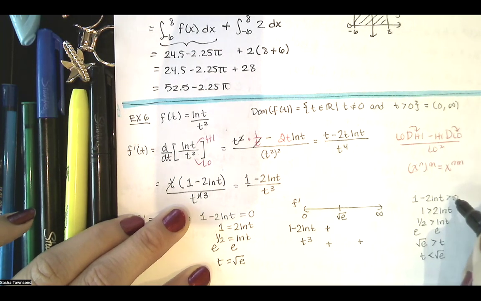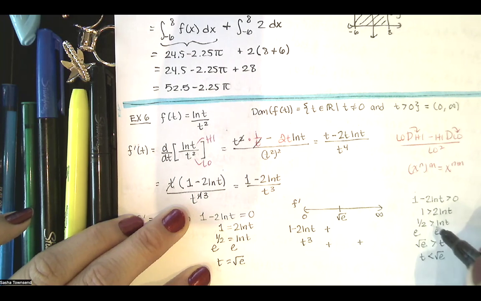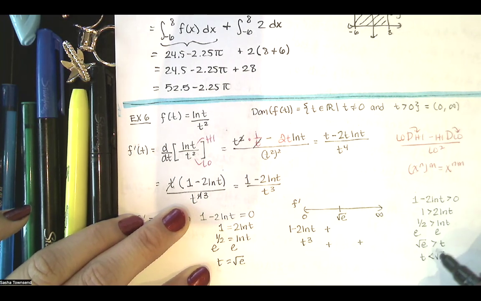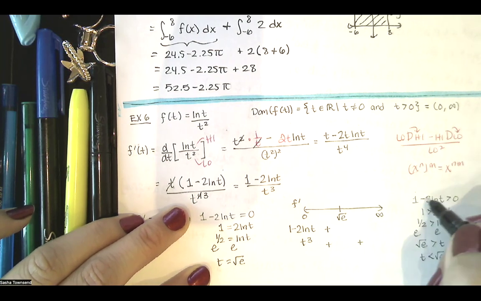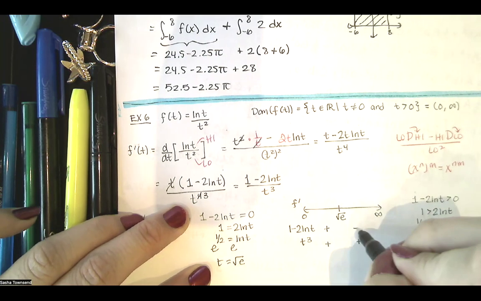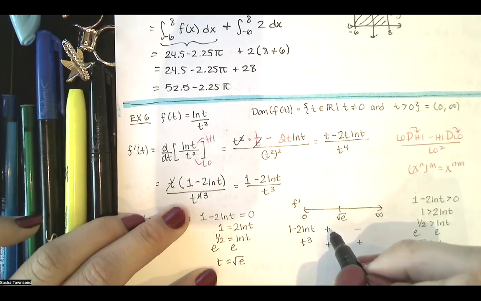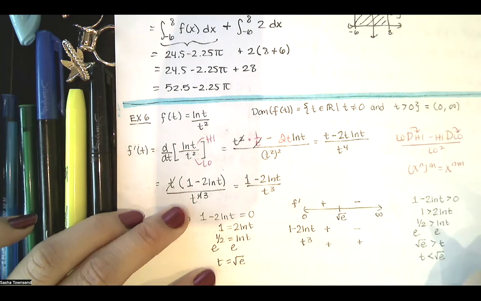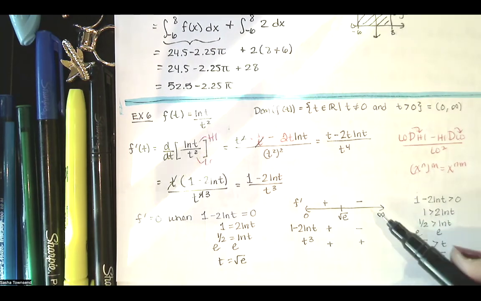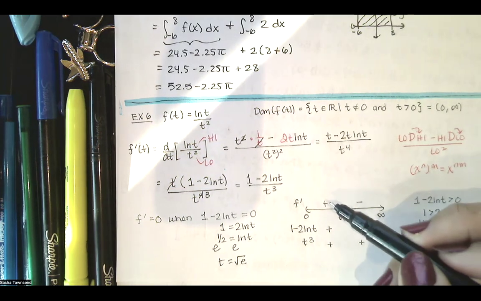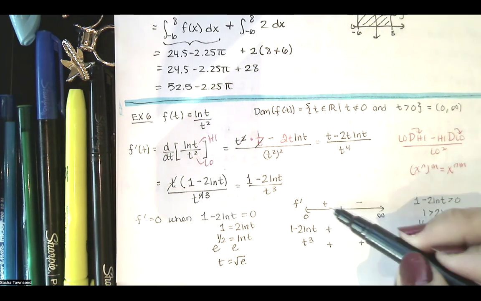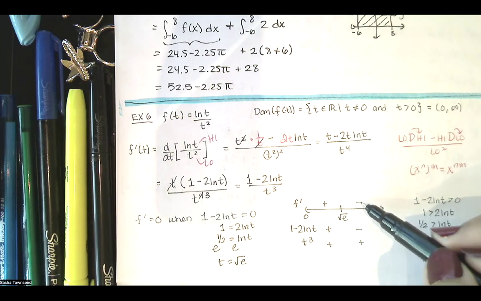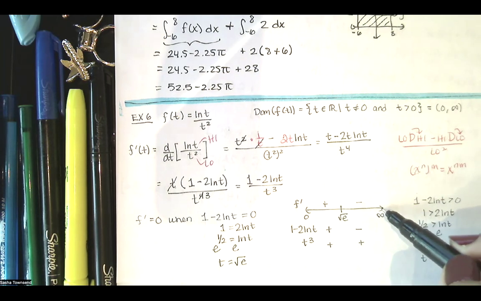And then if all of those were less than signs rather than greater than signs, then this would be greater than. So when t is greater than square root of e, this would be less than 0, which would make this expression negative. So we've got a positive divided by a positive, which is positive, and then a negative divided by a positive, which is negative. Now this chart tells us that our function is increasing on the interval from 0 to square root of e, and decreasing on the interval from square root of e to infinity.